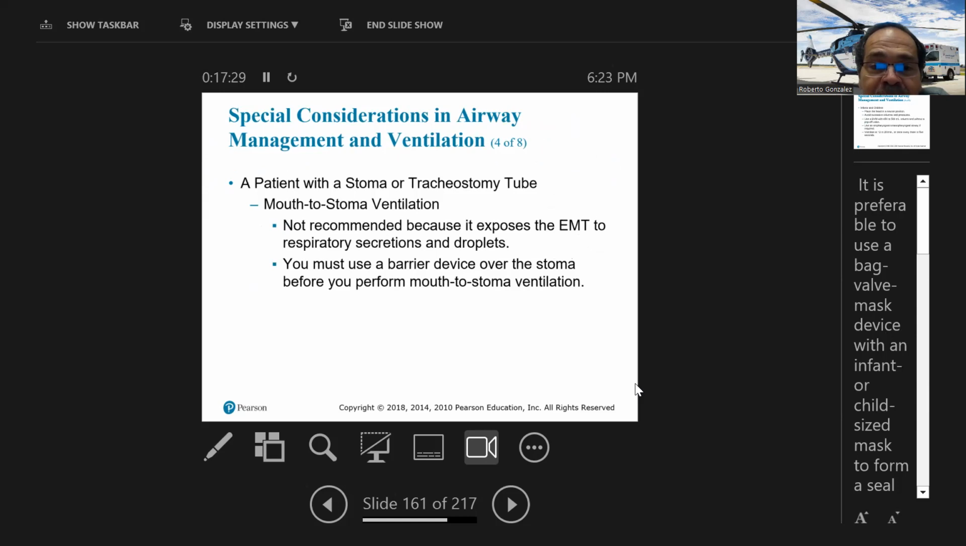Mouth to stoma ventilation is not recommended because it exposes the EMT to respiratory secretions or droplets. Using a face mask, the ones that you breathe into, you must use a barrier device over the stoma before you perform mouth to stoma ventilations. Now, if you have a tube there, you can connect it to that little tube that they give you when you're taking your CPR class that goes on the mask. It'll fit snugly there too, and that one has a slight barrier to it.